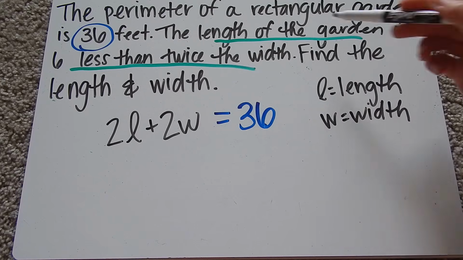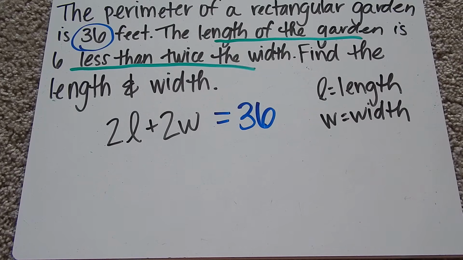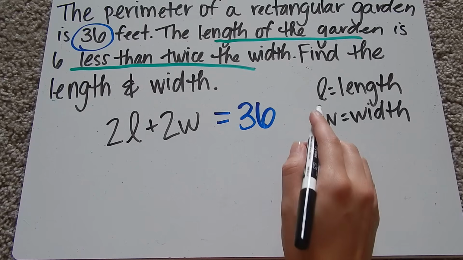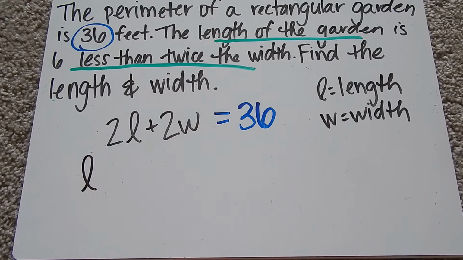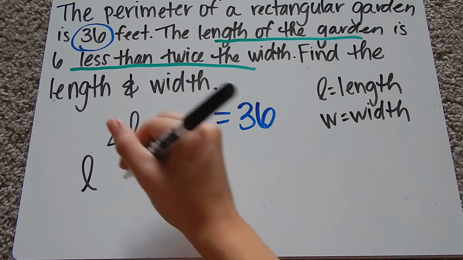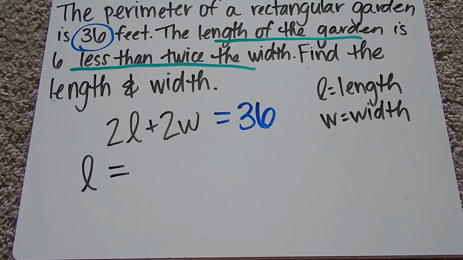That's going to come from this green that I've underlined here. The length of the garden is 6 less than twice the width. Well, we already know how to write this. We just need to follow the sentence and write down what it's saying. So the length of the garden, well, I called length L. L is means equals 6 less than twice the width.